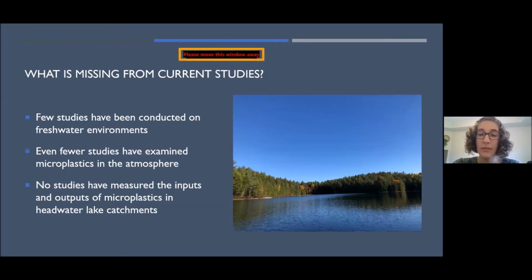Despite the atmosphere being identified as one of the main sources of microplastics to remote regions, only a handful of studies have examined microplastics in the atmosphere. Of those studies, only 5 have been conducted in rural or remote regions. Furthermore, no studies have been conducted to determine the microplastic budget for headwater lake catchments, so similar to your financial budget, measuring how much comes into the lake, how much leaves the lake, and how much stays in the lake.